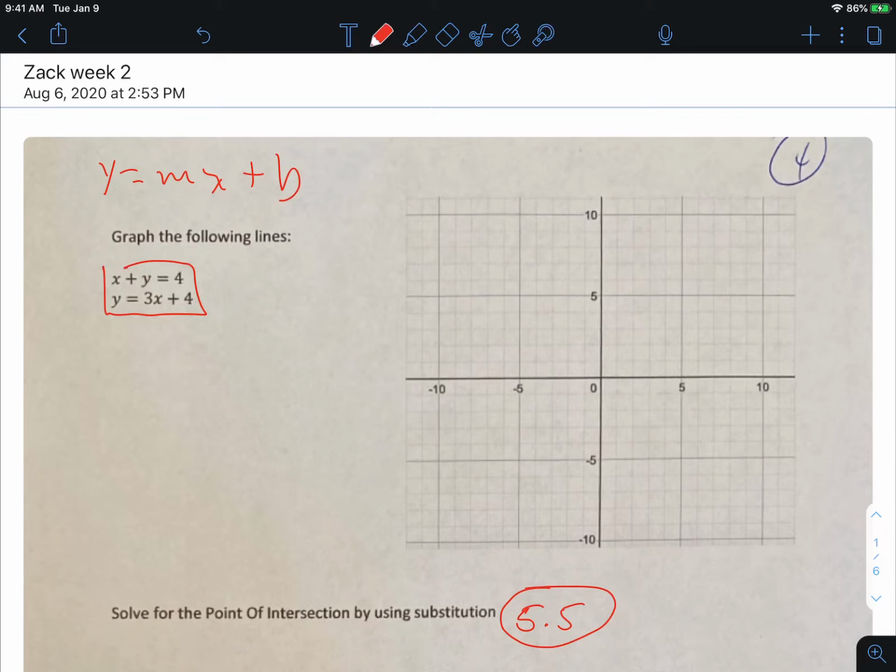So it wants us to graph those two lines, right? And that's it. One of them is already written in a useful form for this, right? You can see how this one here, we'll do this one in red.